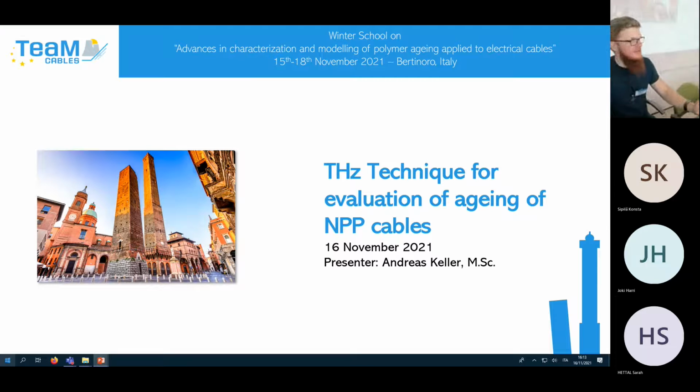I will tell you a little bit now about our terahertz measurement technique that we use to evaluate aging of nuclear power plant cables. My name is Andreas Keller. I work for the Fraunhofer IZFP, the Fraunhofer Institute for Nondestructive Testing. Therefore, you can already think, yeah, this will be a non-destructive testing method that I will show you here.